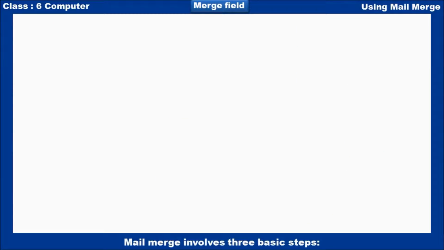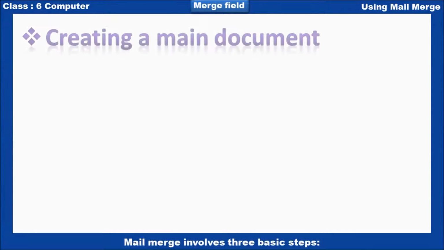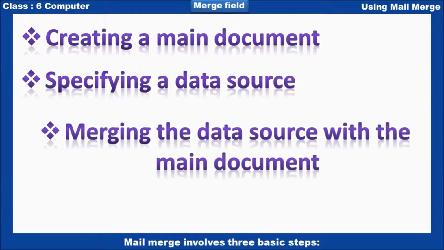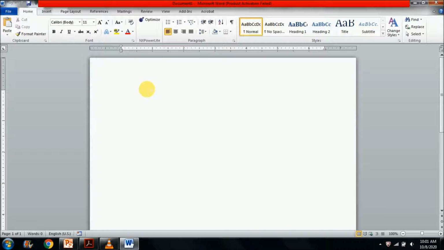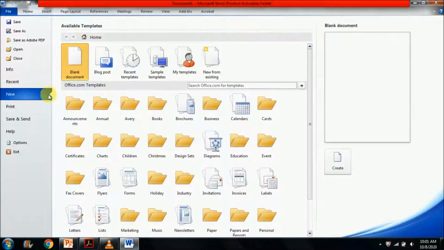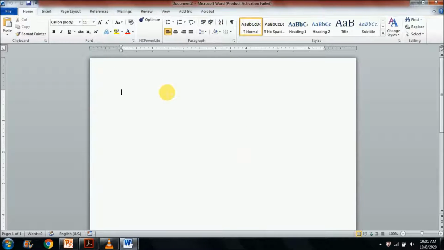Mail merge involves 3 basic steps: creating the main document, specifying a data source, and merging the data source with the main document. Creating a mail merge document. Create a new document and type a letter, or open an existing letter in Microsoft Word that you want to send to different people at their addresses.